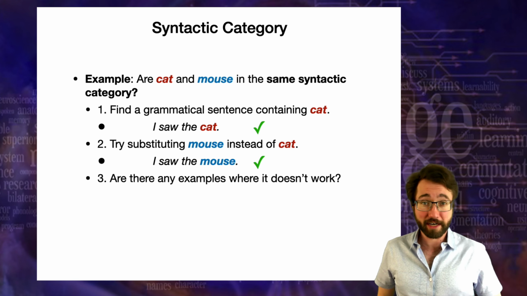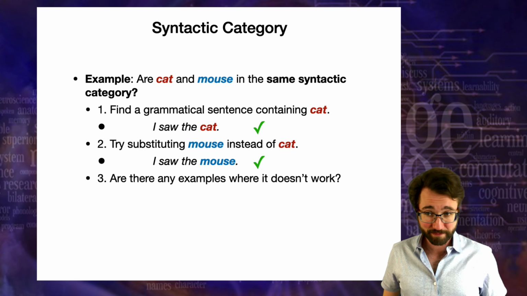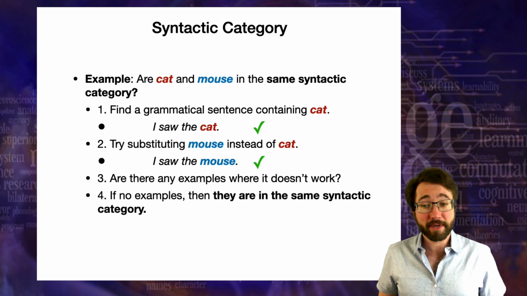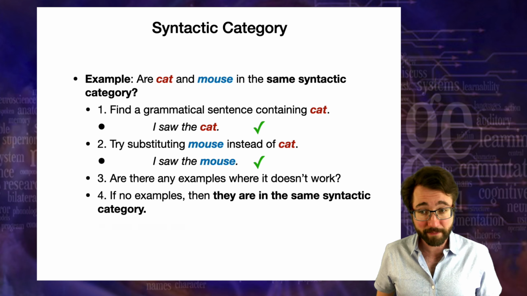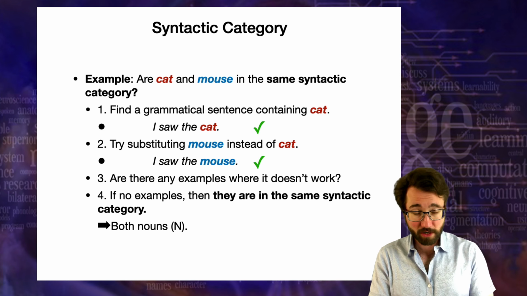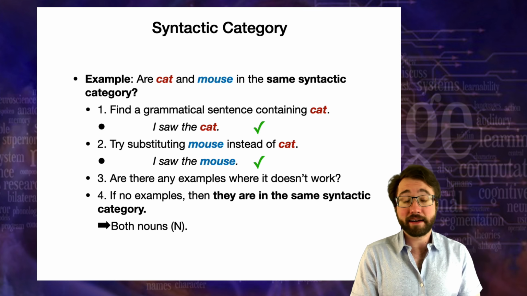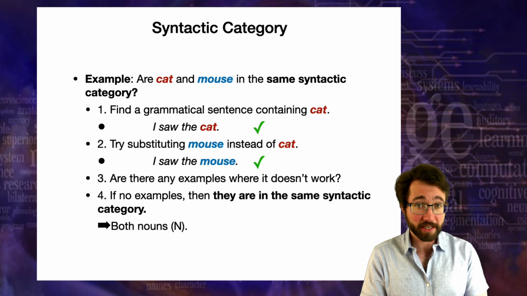So think for yourself, can you find any examples where this doesn't work? If there are no such examples, then cat and mouse are in the same syntactic category. So the words cat and mouse are indeed in the same syntactic category, and that category is noun, which we abbreviate with the letter N.